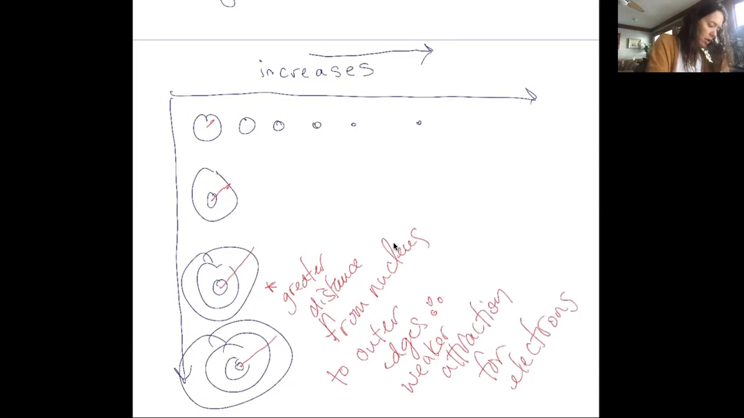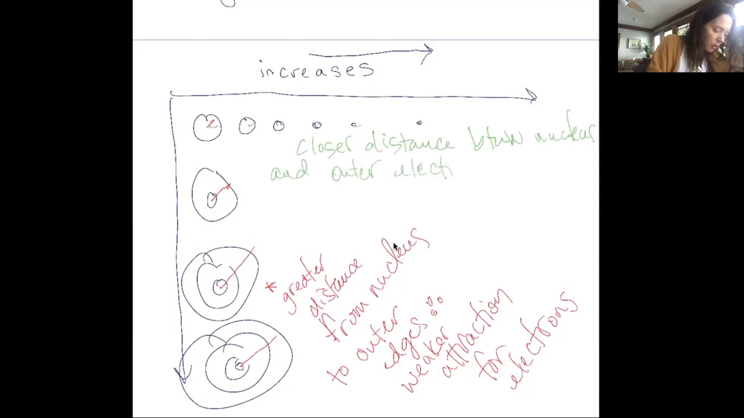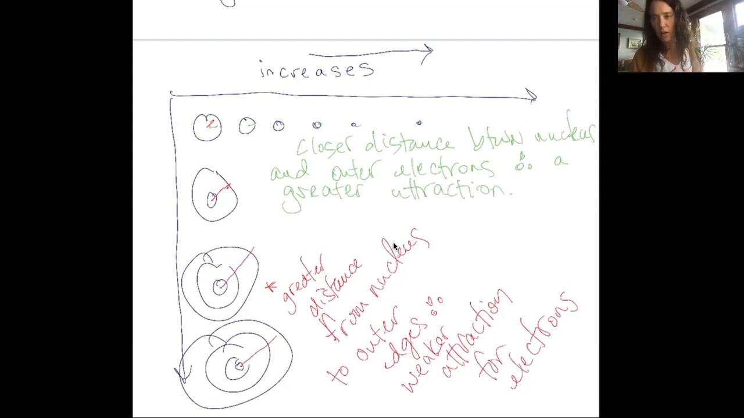Going across, notice that you get a closer distance between nucleus and outer electrons, therefore a greater attraction. It's very similar to ionization energy. It's just one is being able to attract the electrons and very much attract them, and the other one is holding on to your electrons, thus it requires a lot of energy to remove it. Okay?